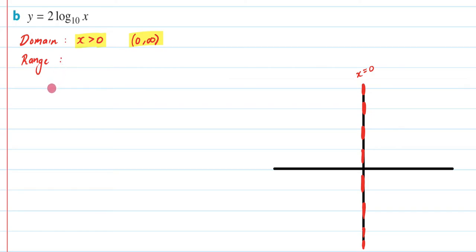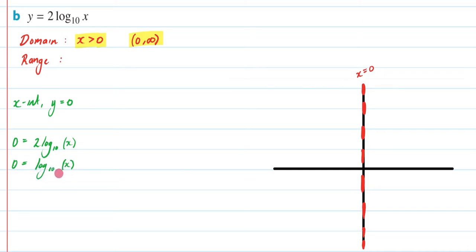So let's move on to finding my x-intercept, and we know that we find it by letting y equal 0. So I have 0 equals 2 log 10 x. I'm going to divide both sides by 2 because I can do that, which gets rid of the 2 at the front, so I get 0 equals log 10 x.